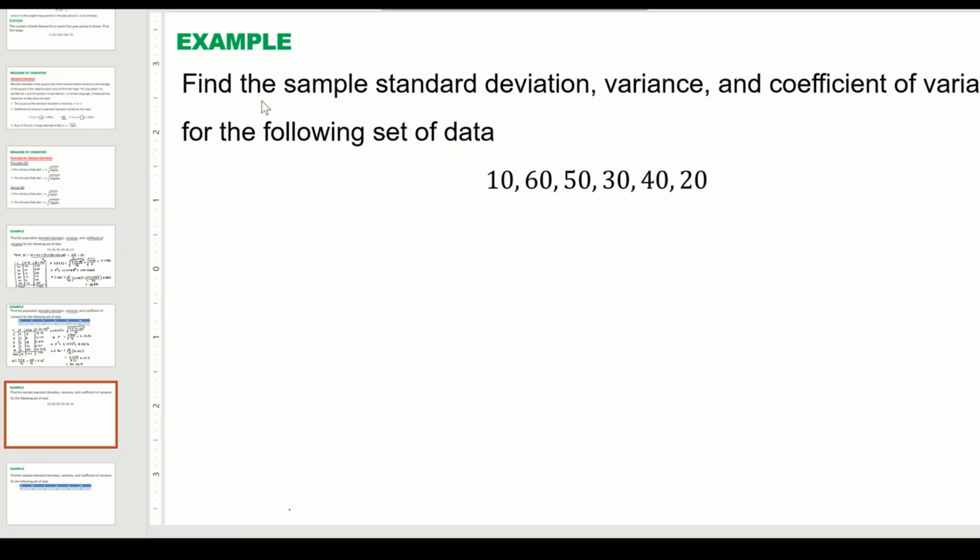Okay, third example: find the sample standard deviation, variance, and coefficient of variance for the following set of data. As always, your first step is to calculate the mean of this data. In order to calculate the mean, you have to add 10, 60, 50, 30, 40, 20, and divide this by 6. So let's first do that.